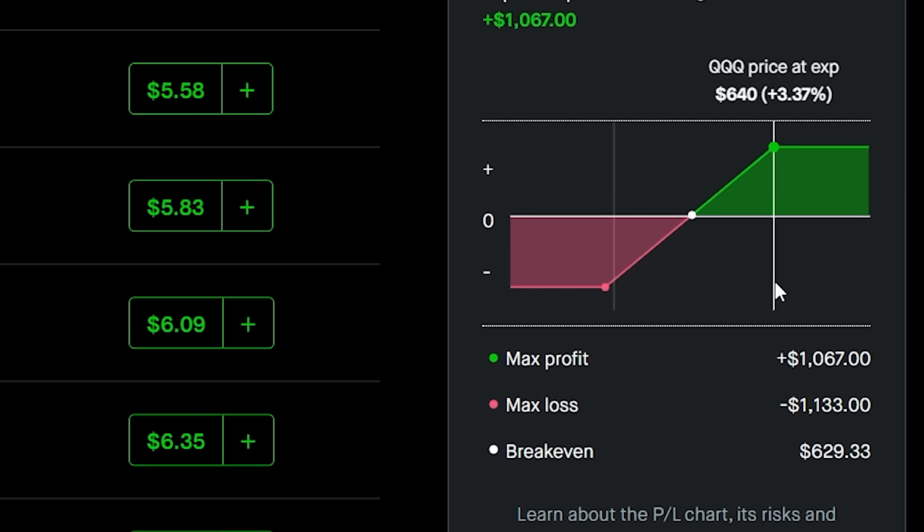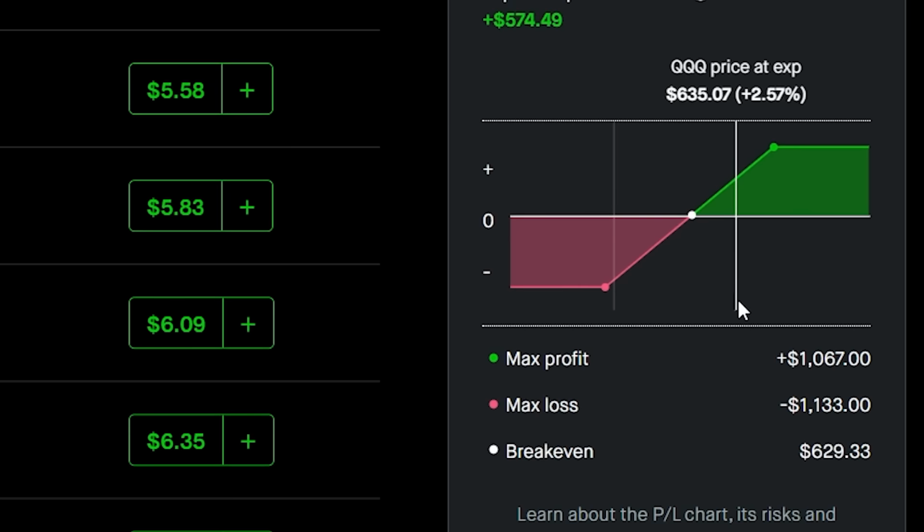So if the Qs actually get to 640 before my expiration date, then I get to enjoy 100% of the max profit, that $1,067. Now, a lot of traders will decide to exit when it gets to about half of that, like at about 50%. You might want to put a couple of these on and leave one running that expires later, and then maybe take profit on the one that expires in the next 45 to 60 days. A couple of different ways that you can consider doing this.